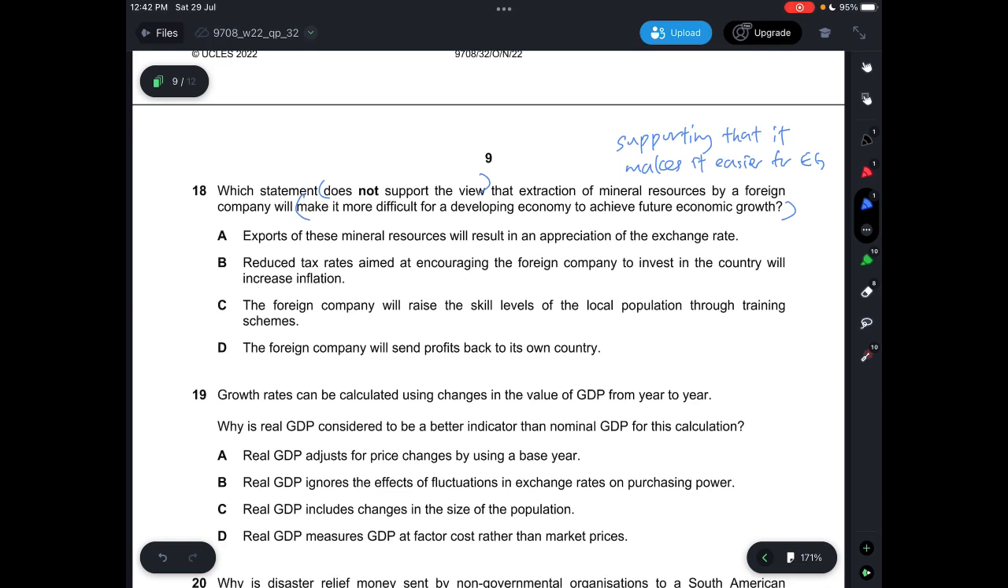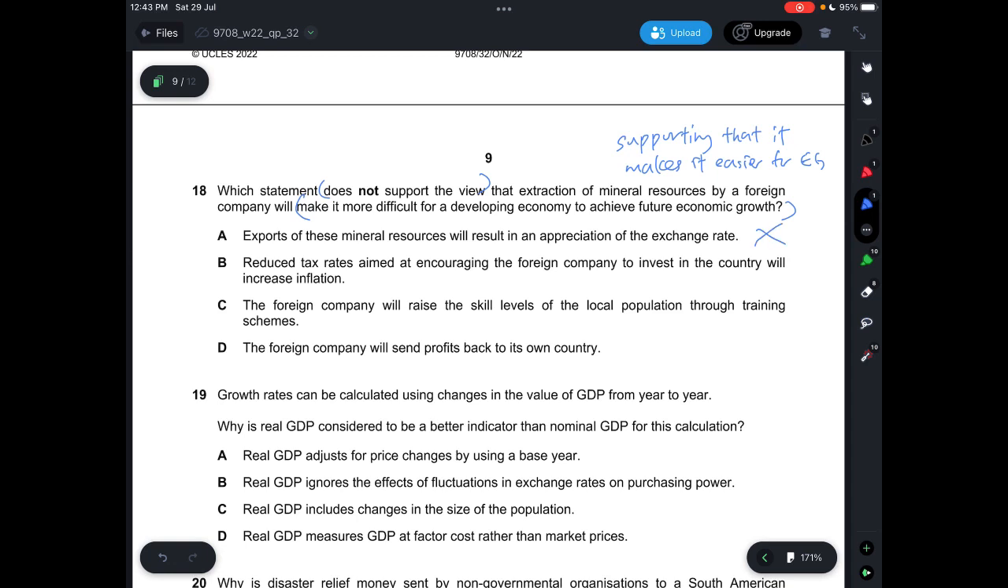When there's an appreciation of the exchange rate, this means that the products that you're exporting out of these countries will be more expensive. When it's more expensive, it will be less competitive. When it's less competitive, people will end up not buying it. When people don't buy it, there'll be a decrease in exports, which would actually result in your aggregate demand decreasing. So A is incorrect.